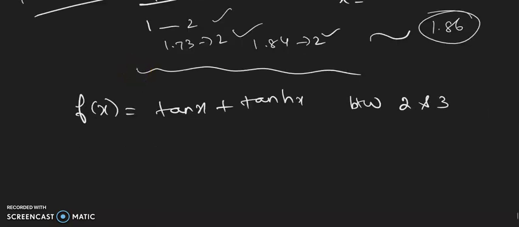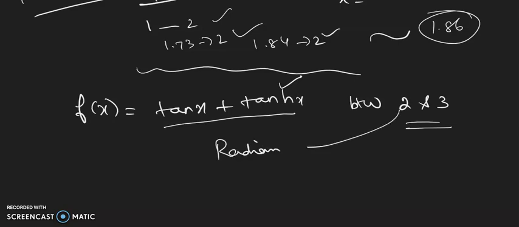So I want to give you one problem for practicing. Find the real root of the equation tan x plus tanh x between 2 and 3. See, this is a hyperbolic function and you have to use radian measure because I didn't give an angle. So change your calculator to radian mode and solve this. And they have already given 2 and 3, so you can take A as 2 and B as 3 and perform the first iteration. And please check the answer.